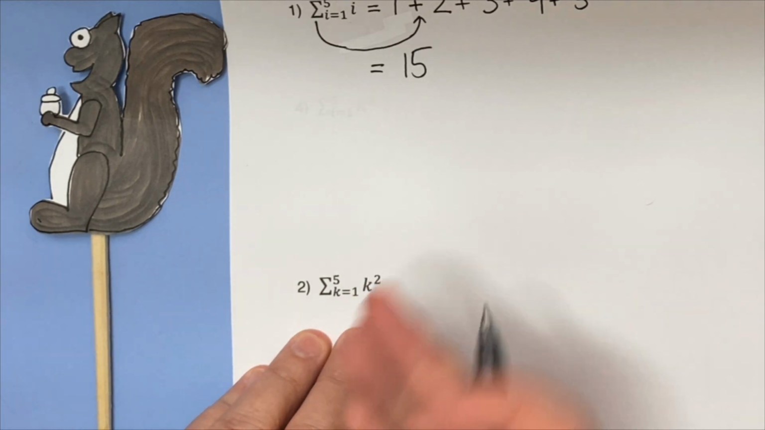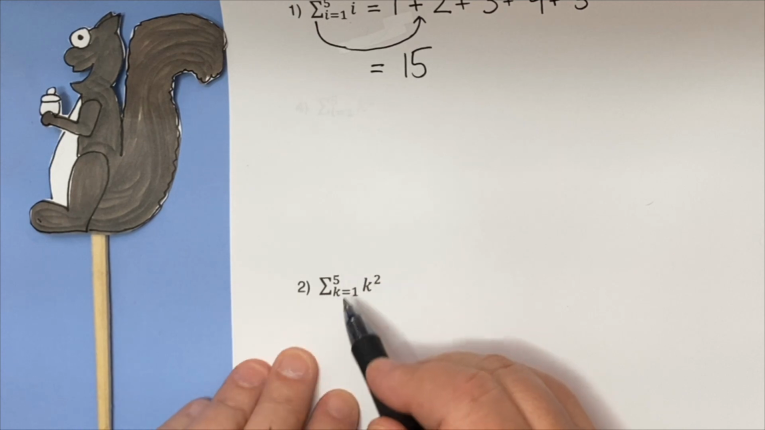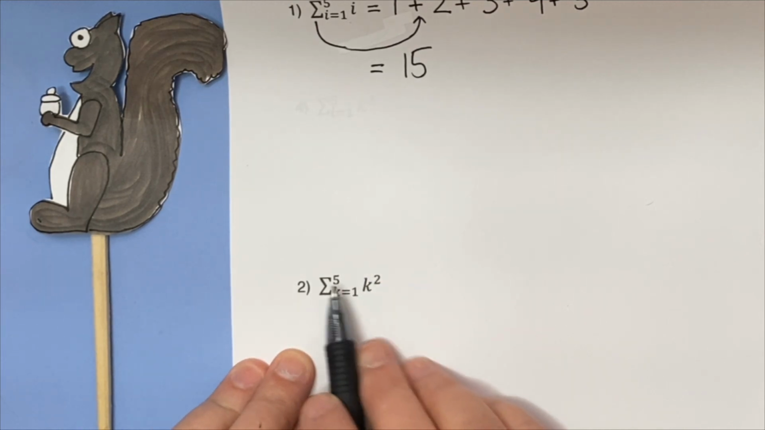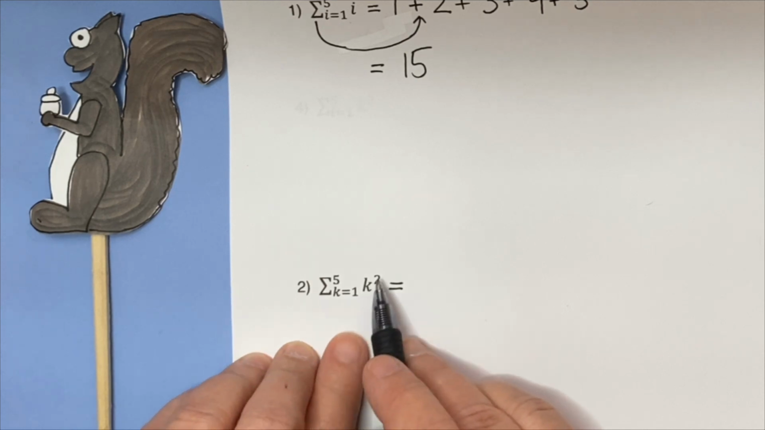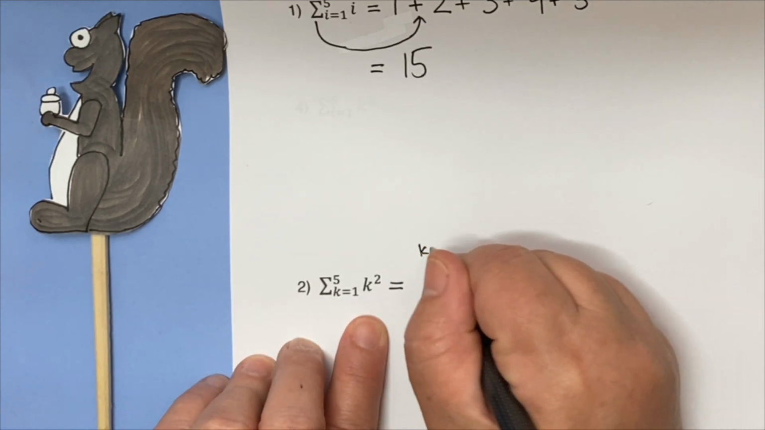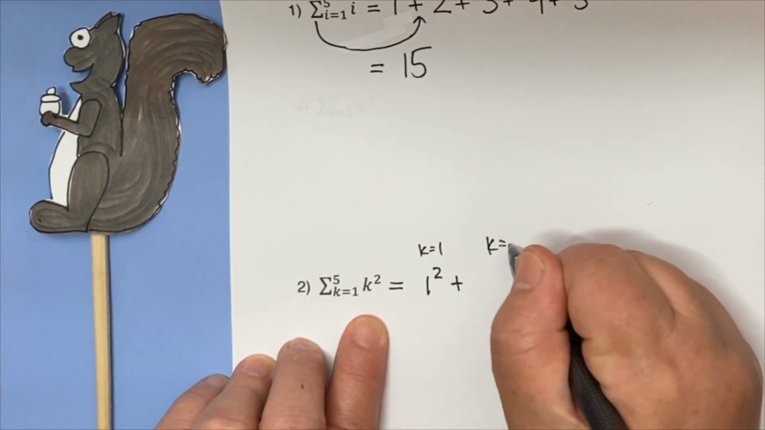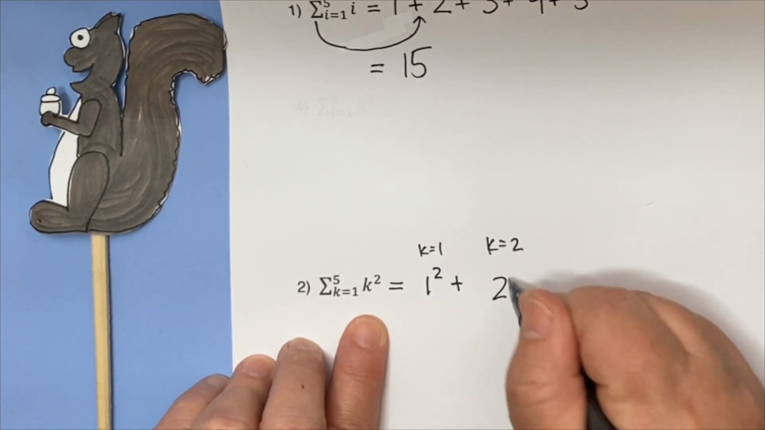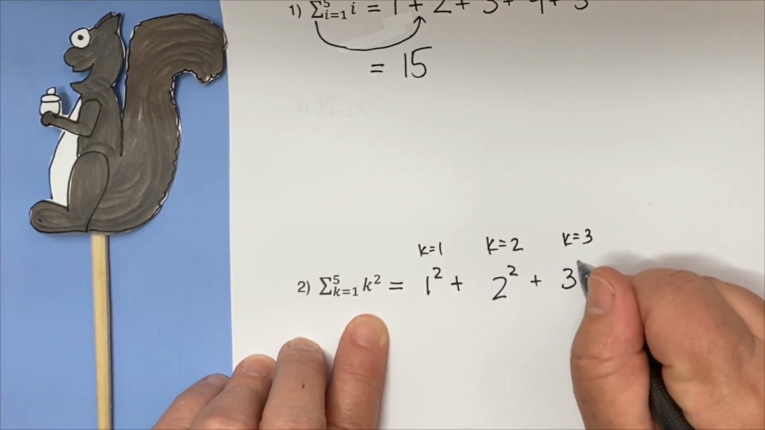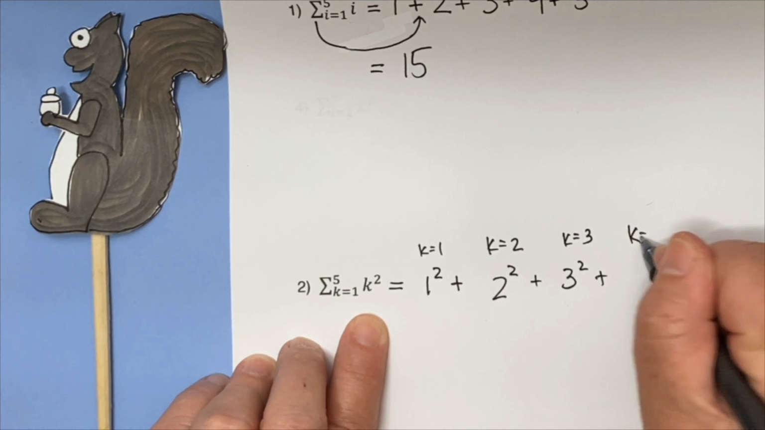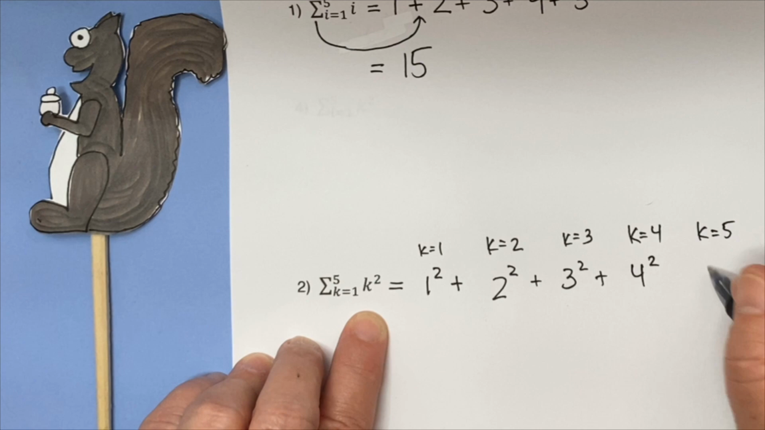Now you can have a different counting variable or counting letter. This one says count from k equals 1 to 5. And we're going to add them together, take k squared. So when k equals 1, we're going to do 1 squared. When k equals 2, we're going to do 2 squared. When k equals 3, we're going to do 3 squared. When k equals 4, we're going to do 4 squared. And when k equals 5, we're going to do 5 squared.